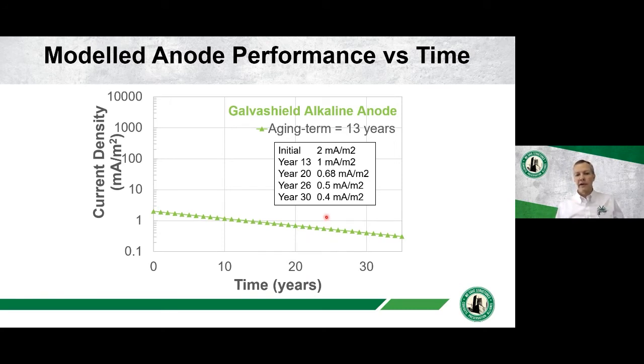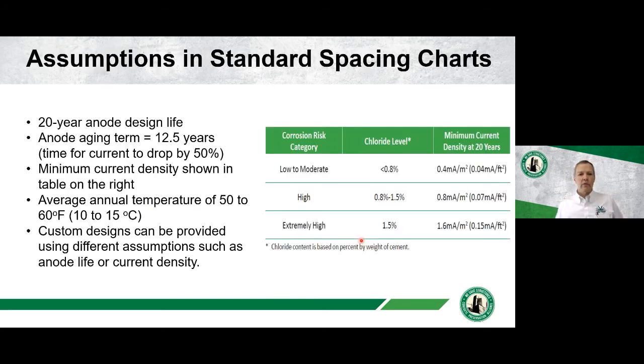So if you have an example where, for example, you want to have 0.4 milliamps per square meter at 30 years in the future, then you can work your way back and you can determine that you need to start with an initial current density of 2 milliamps per square meter, such that by the time you get to 30, you're at 0.4 milliamps per square meter, if that's what your design requirements are. And we're using that in the background of these calculations or these tables that you see.